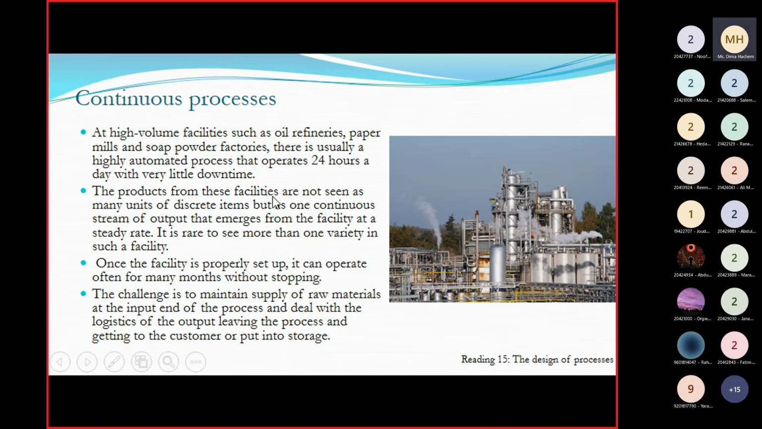The products from these facilities are not seen as many units of discrete items, but as one continuous stream of outputs. Okay, it's continuous, it doesn't stop. Once the facility is properly set up, it can operate often for many months without stopping. Okay, so here you are producing the same product over and over and over with no stop.